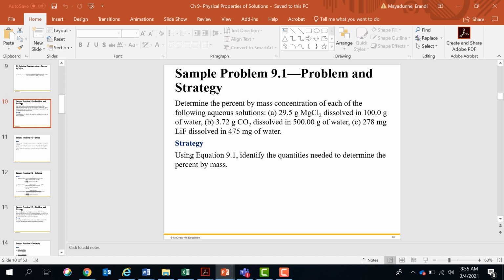Let's look at the next one. 3.72 grams of carbon dioxide dissolved in 500 grams of water. You get the mass of a solute divided by the mass of a solute plus the mass of a solvent. And then this one is in milligrams. You just do the same thing because it doesn't make a big difference, just a smaller amount.